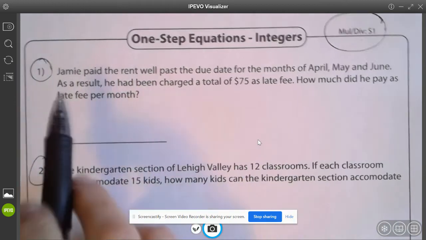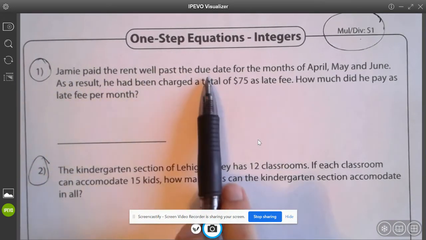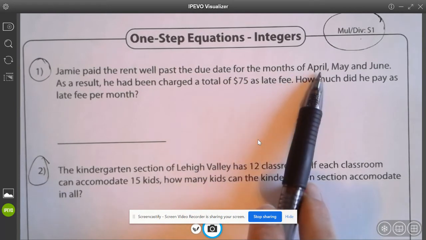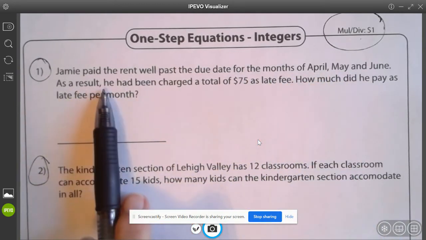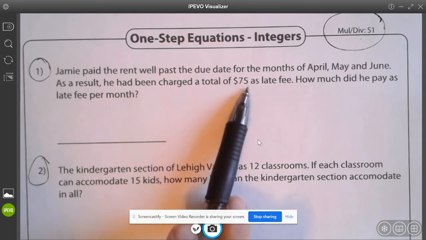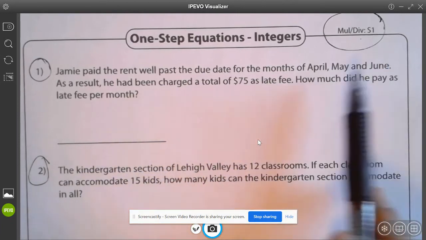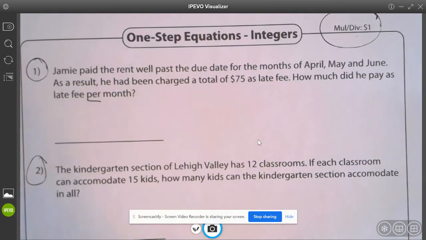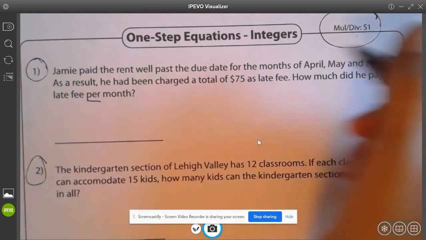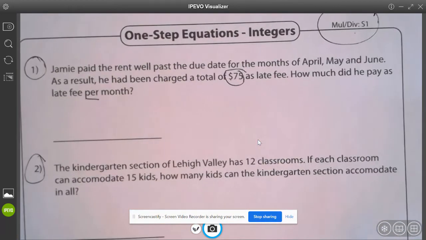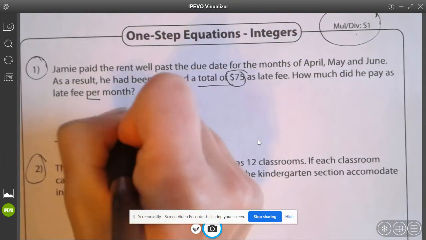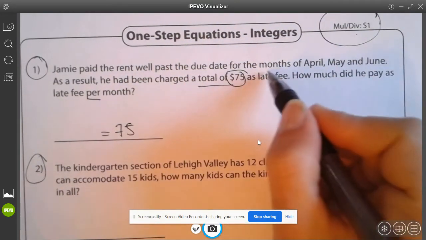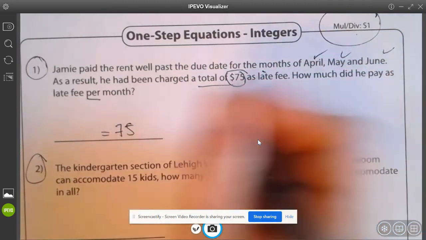So the first thing it says, Jamie paid the rent well past the due date. So he was late for the months of April, May, and June. As a result, he had been charged a total of $75 as a late fee. How much did he pay as the late fee per month? So per month, that tells me I'm going to find out how much he paid for 3 months. The result was that I had to pay a total of 75. So 75. And then how many months? 1, 2, and 3. 3 months.